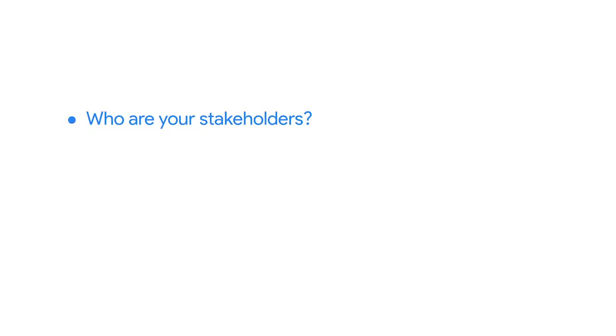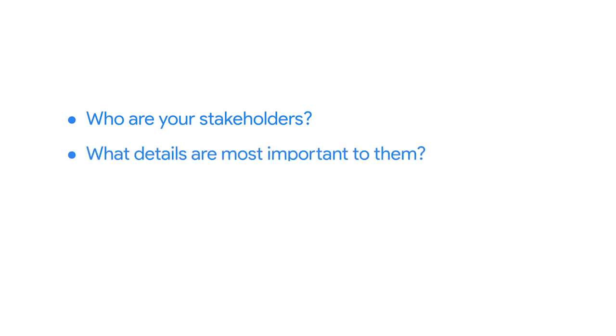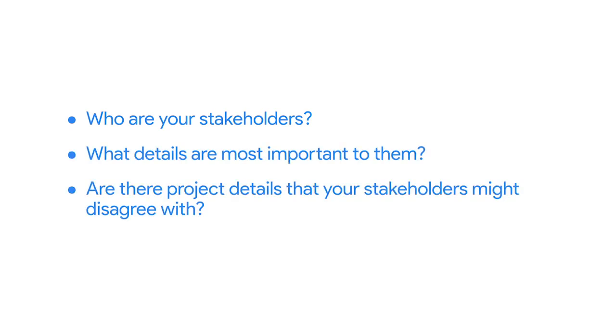Anytime you're communicating the details of your project, you need to think about your audience and what information is important to them. When adding details to a project charter, ask yourself the following questions about your audience, and if it's helpful, try answering these questions in your notes. Who are your stakeholders? In this case, your audience includes all of your key stakeholders. What details are most important to them? Are there project details that they might disagree with?